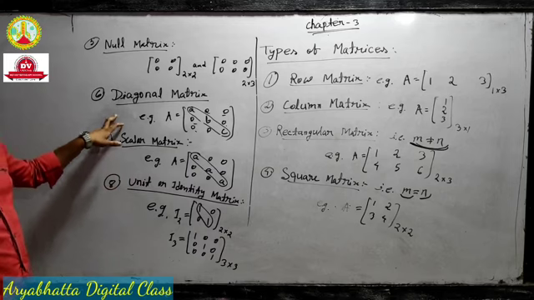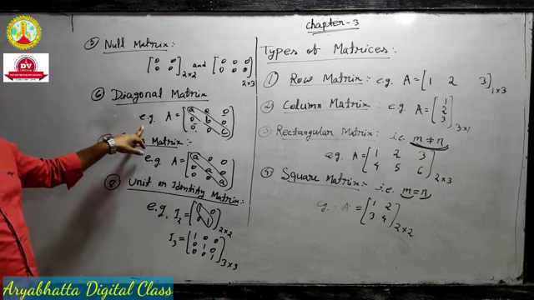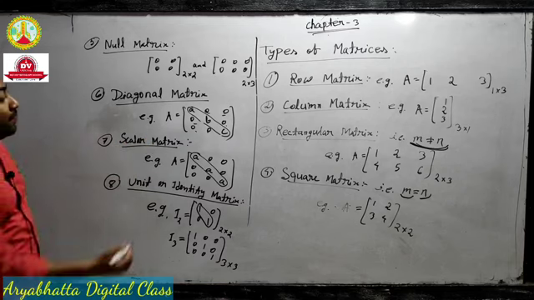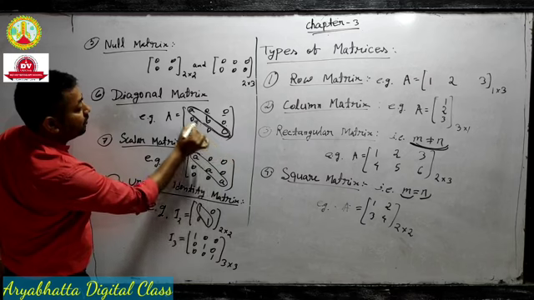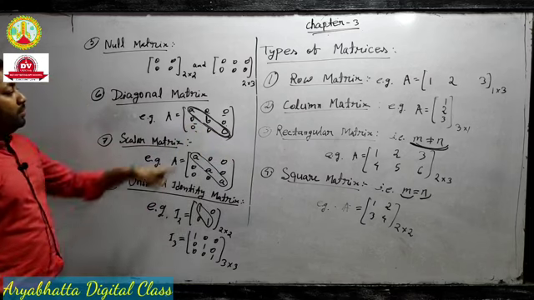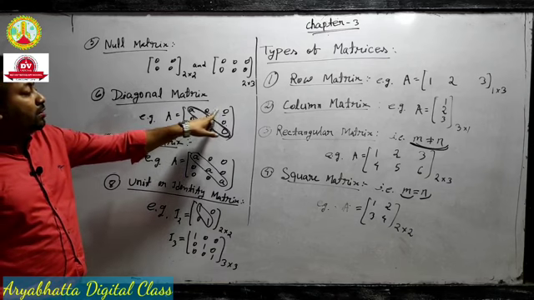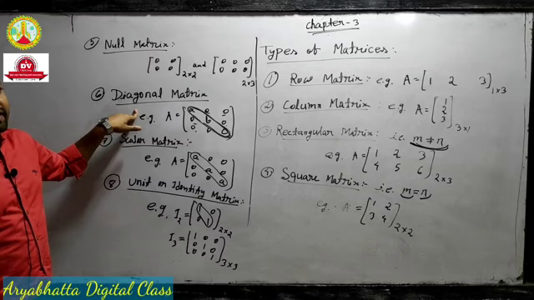Next, diagonal matrix. A square matrix is called a diagonal matrix if the principal diagonal elements, this is called the principal diagonal, are non-zero, and the non-diagonal elements are 0. That matrix is called a diagonal matrix.